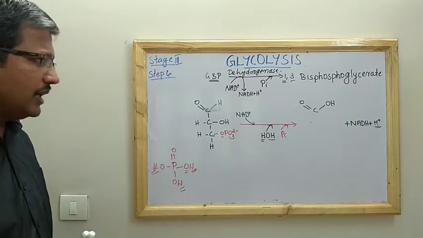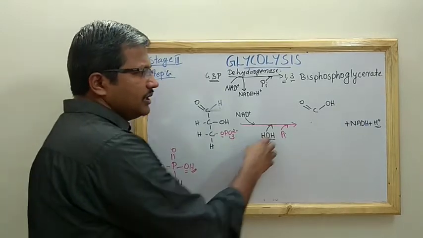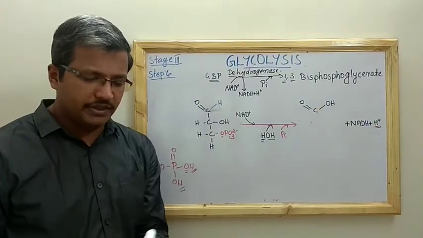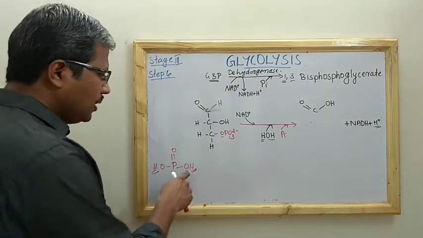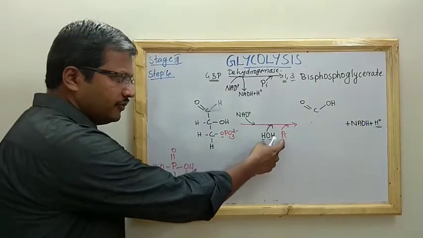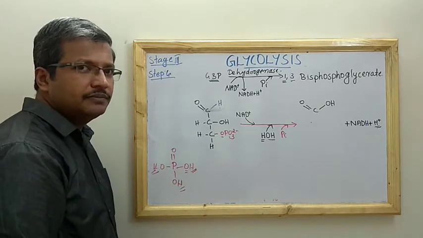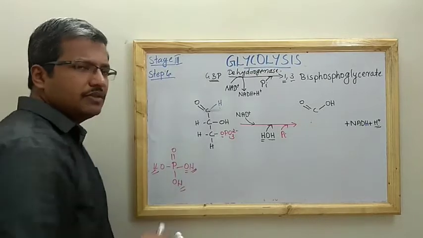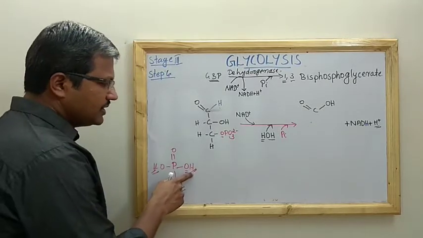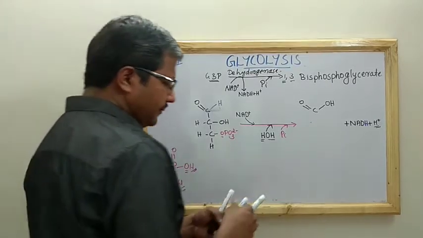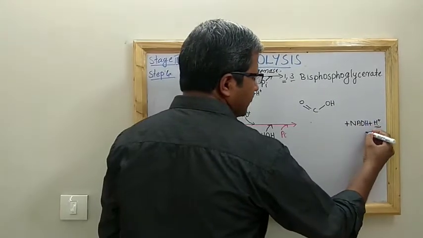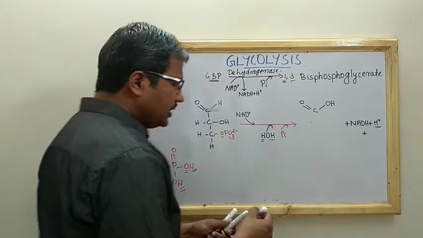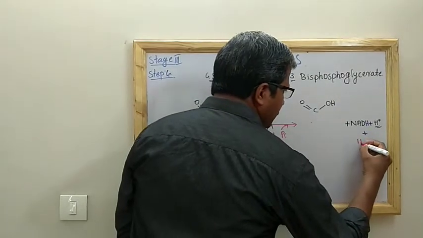Okay, now you can see that I'm just releasing water also. In addition to the NADH, this water also will be released. That OH is from the phosphate, and OH is from this particular thing, and H is from this phosphate. This H will be there. So you can see here, in addition to NADH plus H plus, what will be formed? HOH, that is water is formed.